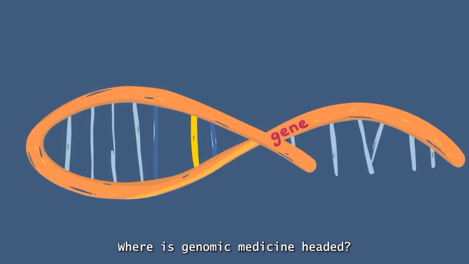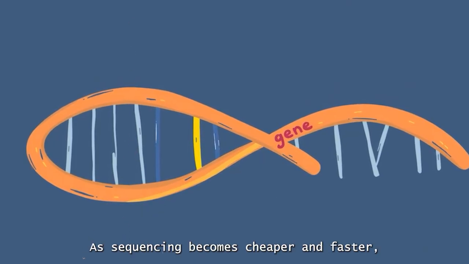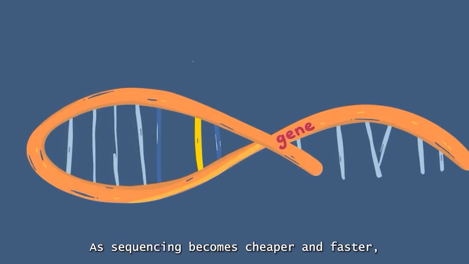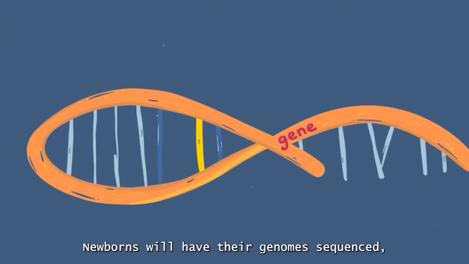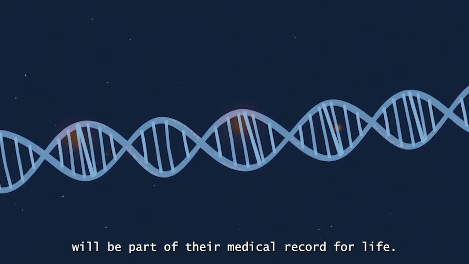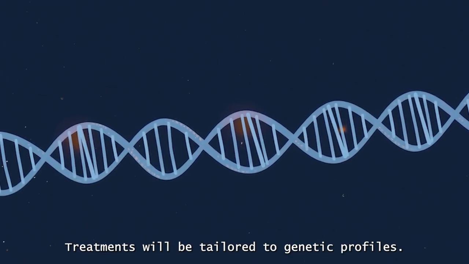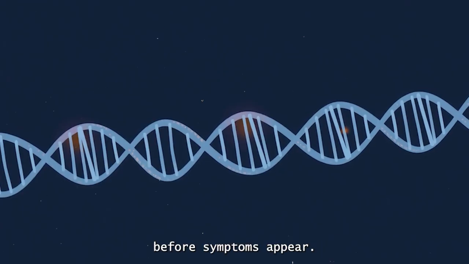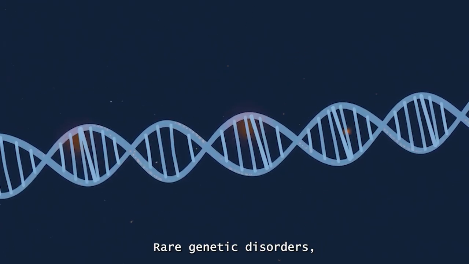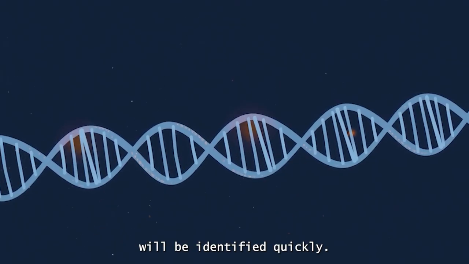Where is genomic medicine headed? The trajectory seems clear. As sequencing becomes cheaper and faster, it will become routine. Newborns will have their genomes sequenced, and that information will be part of their medical record for life. Treatments will be tailored to genetic profiles. Diseases will be caught earlier, before symptoms appear. Rare genetic disorders, which are often misdiagnosed for years, will be identified quickly.